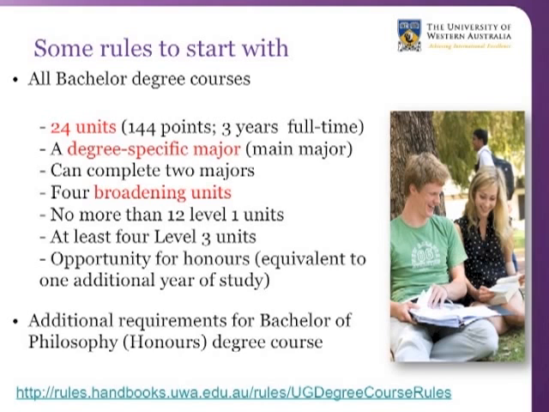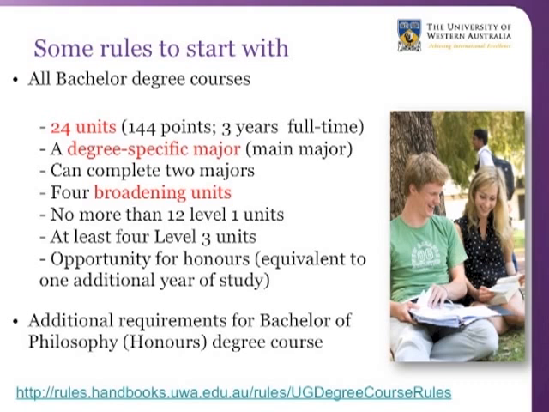Let's look at the rules of the undergraduate degrees, and this applies to all of the bachelor degree courses. The degree is made up of 24 units, or 144 points. You must complete a degree-specific major. This is your main major. You can complete 2 majors if you wish. You must complete 4 broadening units, and we'll talk about these later.